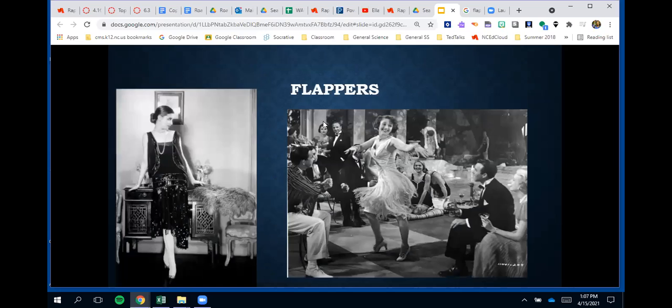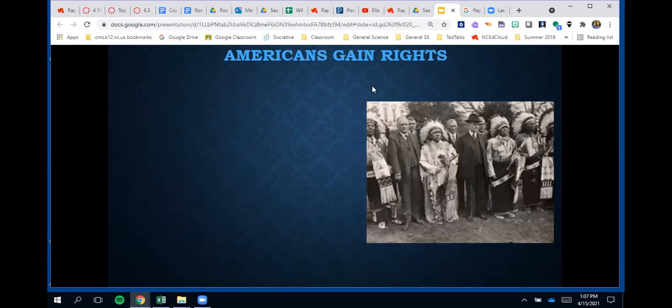All right, sweet. So we got women here, the flappers, some more pictures. Again, the things that they wore were so different from before. Also, other groups of people are gaining more rights, like Native Americans. Before this time, Native Americans did not have citizenship. They were not considered American citizens. And I want you to think about that for a second.